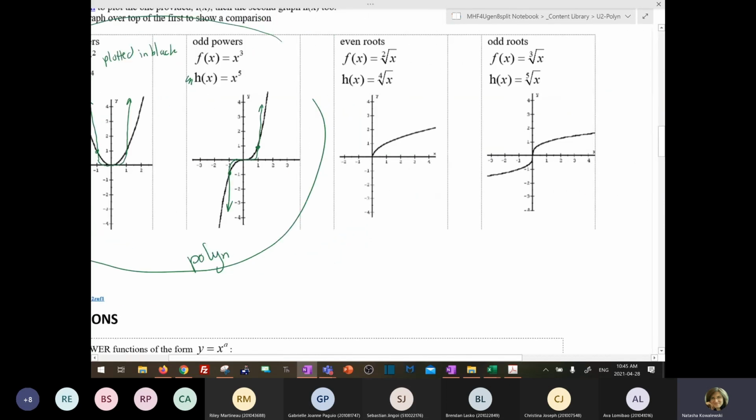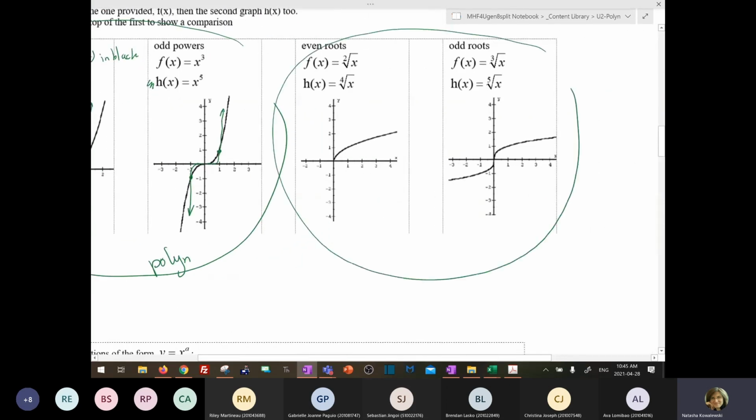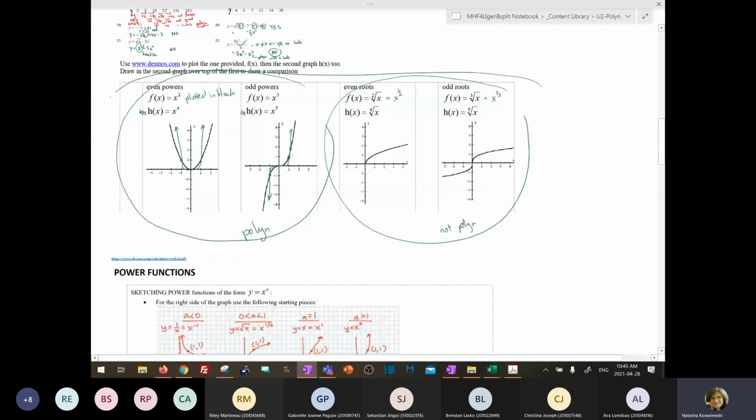Now, these other ones I want to also discuss with you because they're part of our power functions. These are not polynomial, because for polynomials, you're supposed to have only whole numbers as exponents, but here the exponent is like 1/2 or 1/4, right? And this exponent is like x to the 1/3. All of these, though, are called power functions.